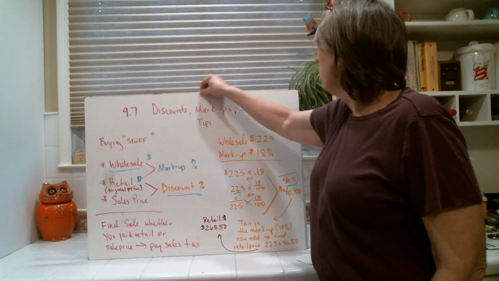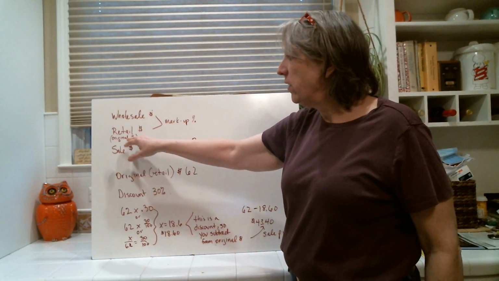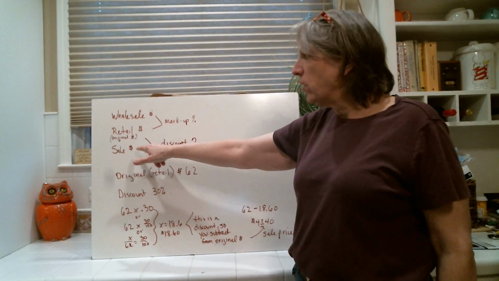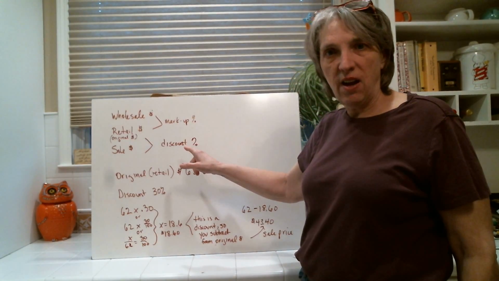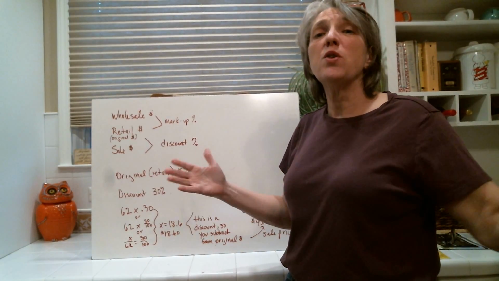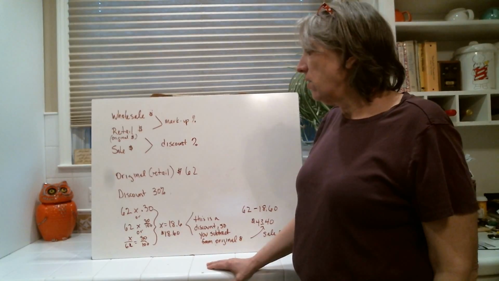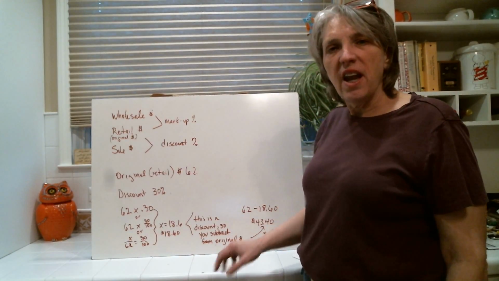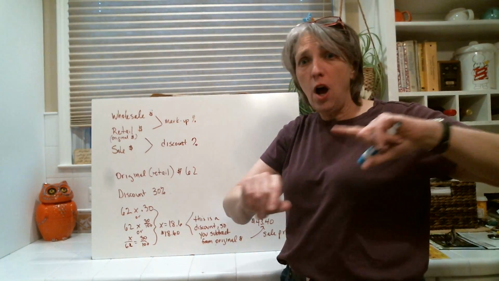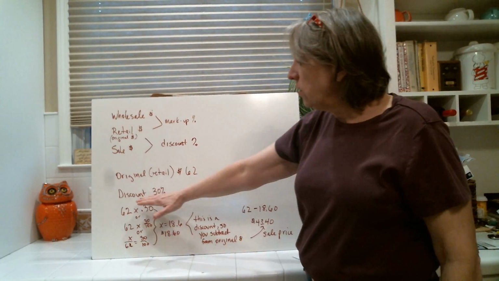Now, that takes us to the next one, which is, again, the wholesale, the retail, the original, and the sale. But this time, you should know what all these terms mean. We're going to focus on the sale price and the discount. So the original price, as the book is going to say, well, that's the retail price. That's what they're selling it for, full price, is $62. Now they want to get rid of it. So they're going to discount it, and the discount is 30%. That's when you walk into the store and they have those signs all over the place, 30% off, 25% off, buy one, get one free, right? Which is 50% off.